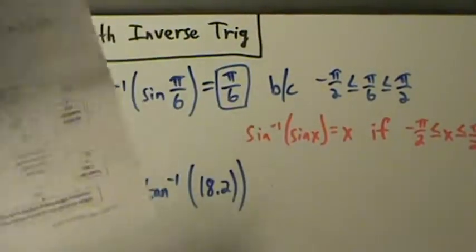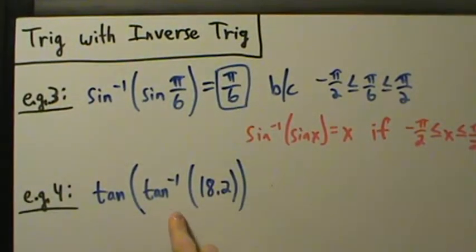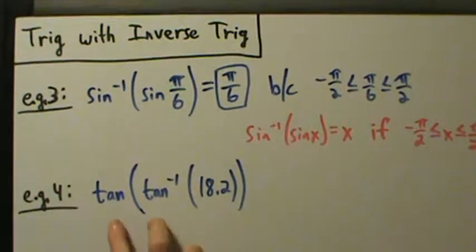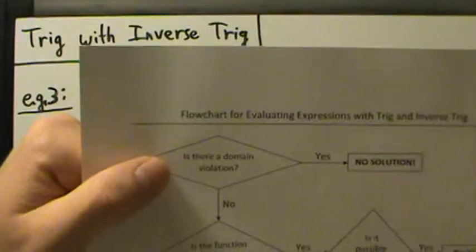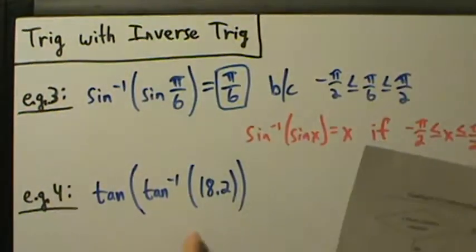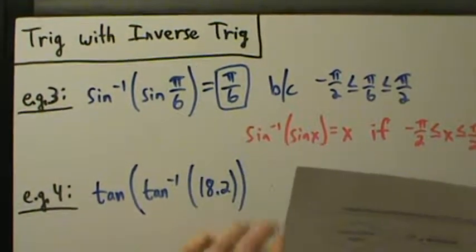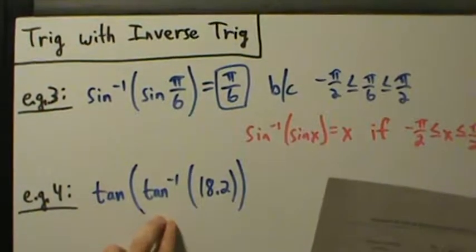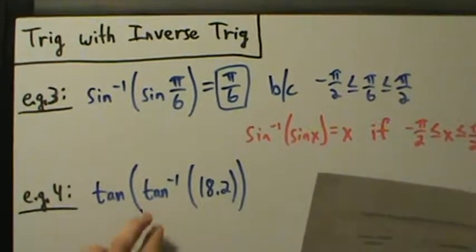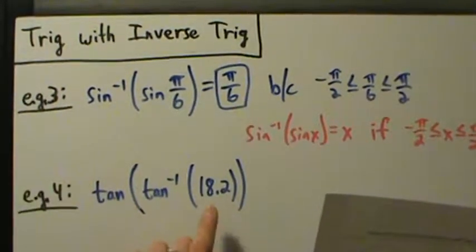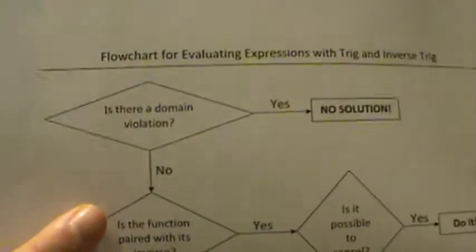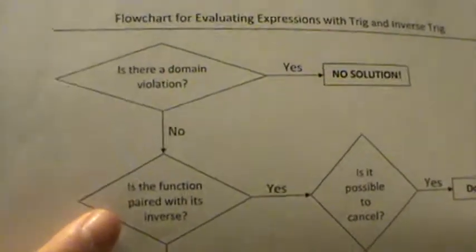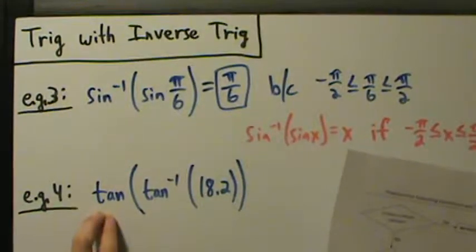Okay, how about example 4? Tangent of the inverse tangent of 18.2. So it's trig with inverse trig, so let's go on over to our flowchart. Is there a domain violation? Well, no, we can take the inverse tangent of anything we want. Remember, the domain of the inverse tangent function is all real numbers. So we can take the inverse tangent of whatever real number we want. 18.2, totally fine. Is the function paired with its own inverse? Yes, it's tangent paired with inverse tangent.